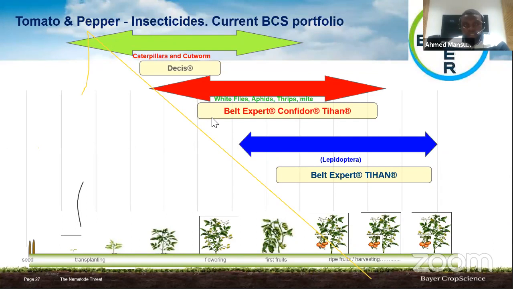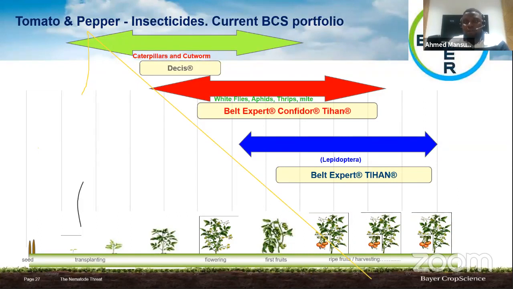There we have Belt Expert, which was discussed earlier, Confidor, and Tihan. The reason behind this is you won't be spraying just one thing time after time. You can use this today. After 7 days, the next spray you do, you introduce a second treatment. The third time, you introduce the third one. This way, the insects will not get used to your treatment, so you are always changing your treatment time after time.